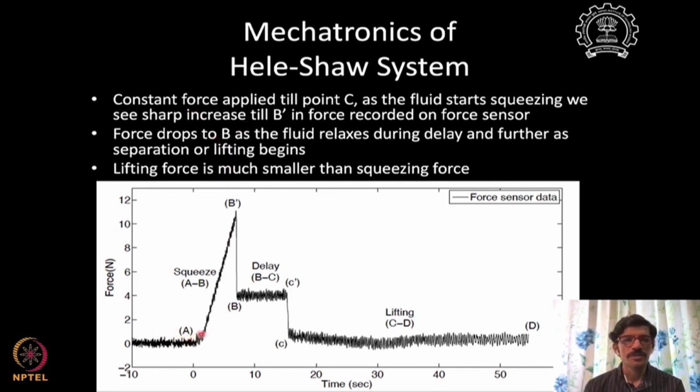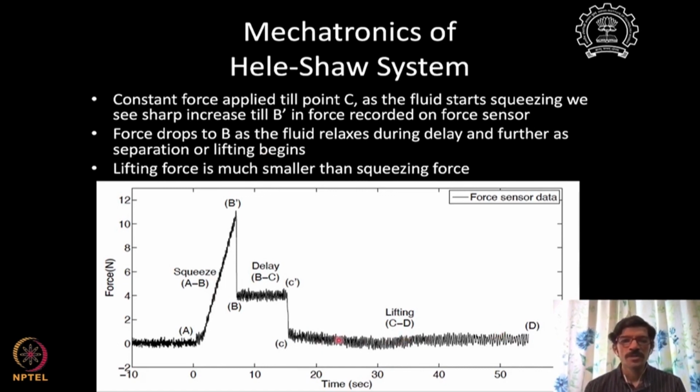Now, when we start squeezing, this force starts increasing. The force increases up to about 11 Newton, and then we stop squeezing, the fluid relaxes and the force comes down to about 4 Newton. So this is a delay part. Now we start giving a control to separate it out, then the force drops further, and comes to some level here, and we are carrying out the separation in this domain. At some point you'll see that the force may go a little bit below 0 also. That is how you read this graph and conclude what is happening in the fluid.